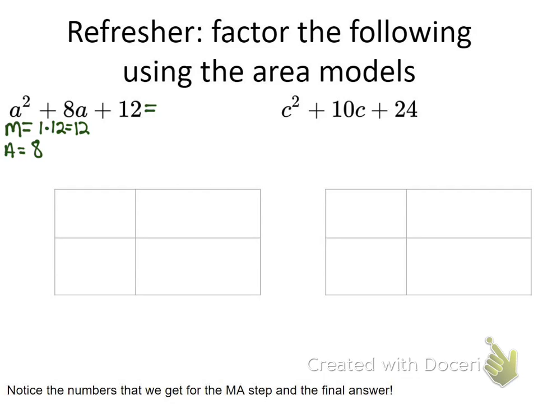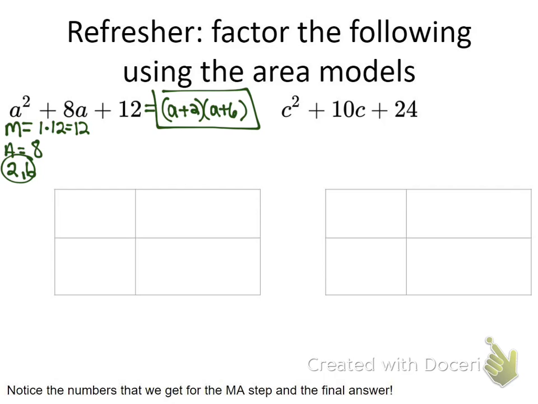So what's my MA? What can I multiply together to get 12 and add together to get 8? Look at your blue cheat sheet. Like 3 times 4 would get me 12, but 3 plus 4 would get me 7. 2 and 6. So this is my answer for my MA, right? So what I'm going to do with that is A plus 2, and then A plus 6. And that's going to be my final answer.